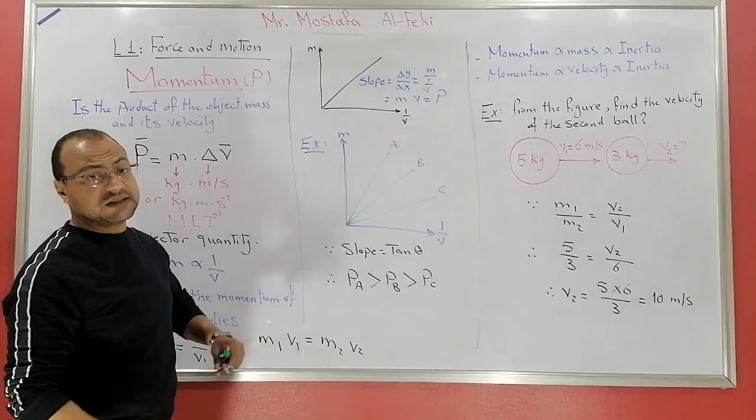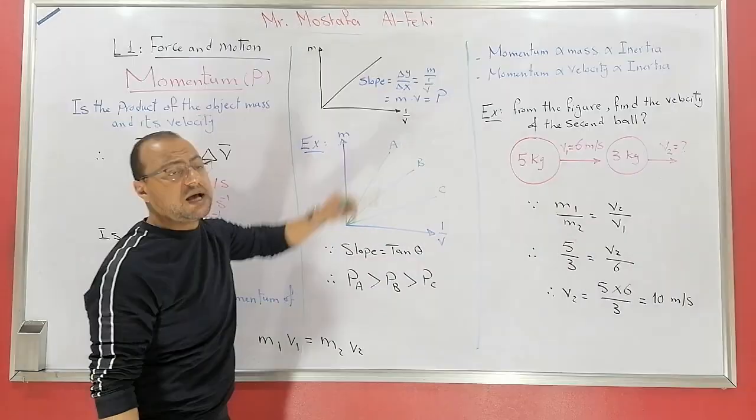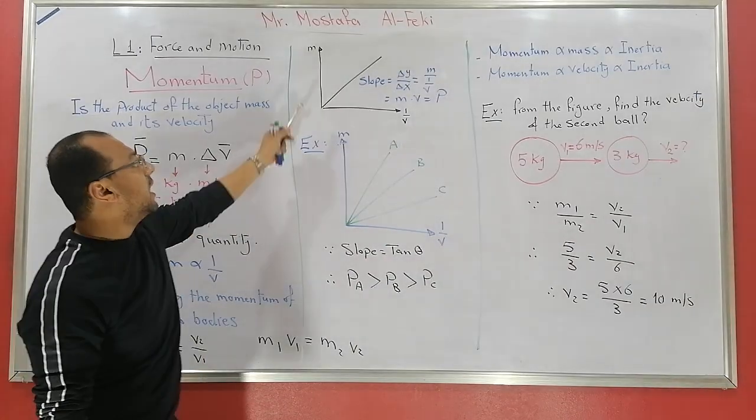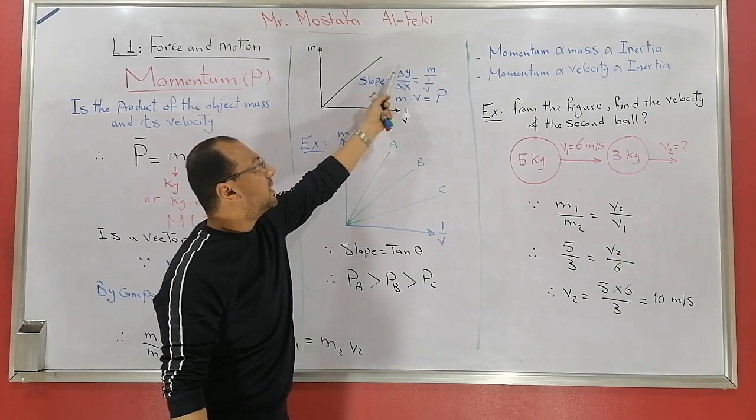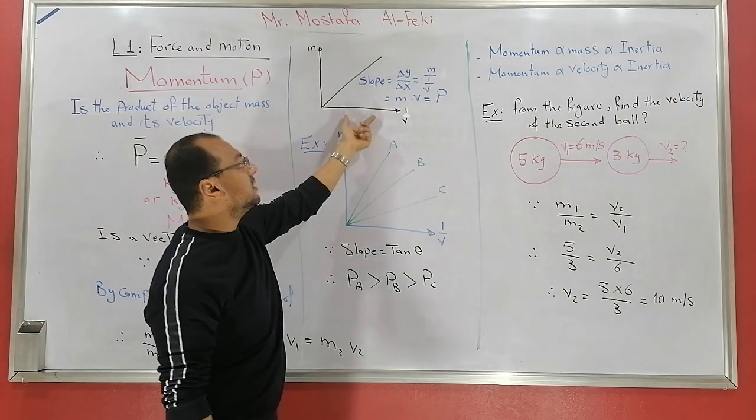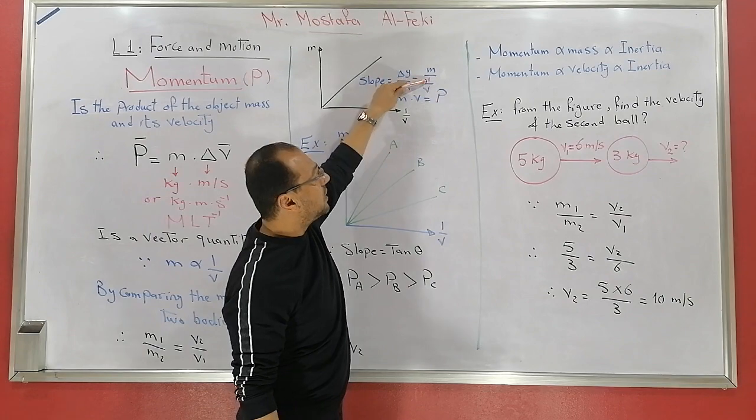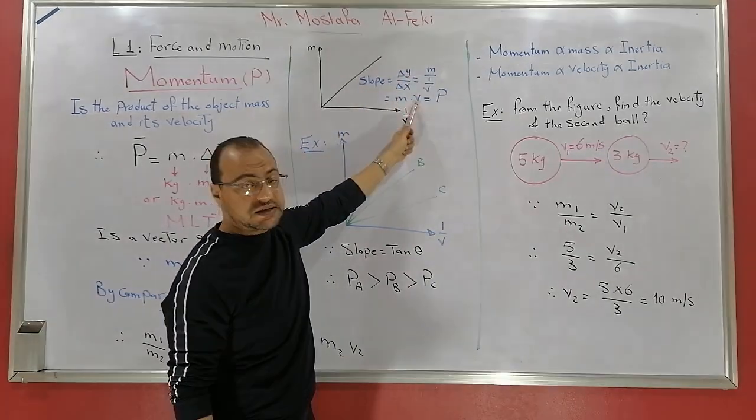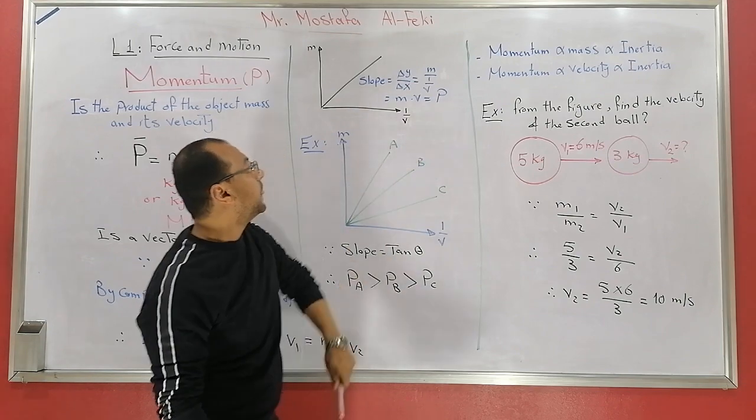Then the graphical representation that represents the relation between mass and 1 over v, as it is inversely proportional, is represented as the following graph, where the slope equals delta y divided by delta x. Delta y represents the mass, delta x represents 1 over v. Then m over 1 over v equals m times v. m times v equals momentum.